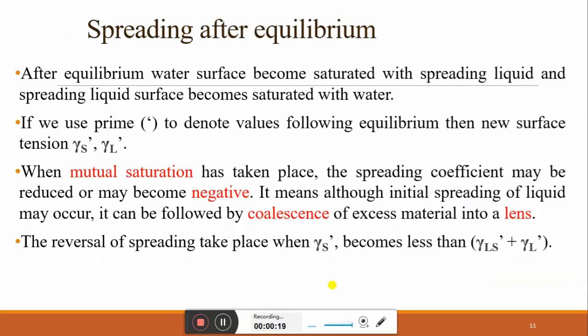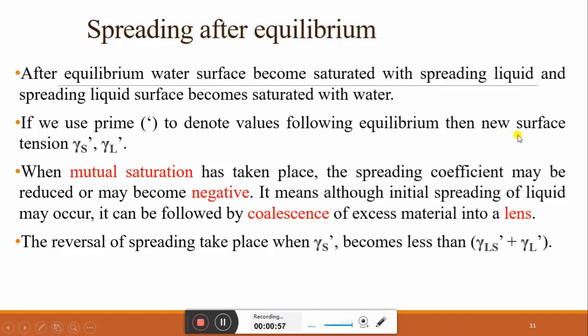So the next topic is spreading after equilibrium. Whatever we have discussed till now is about initial spreading. But what happens after equilibrium? So what is the meaning of equilibrium over here? When spreading takes place on the sublayer of liquid, at a certain point there will be a mutual saturation of liquid. That means the sublayer of liquid becomes saturated with the spreading liquid and the spreading liquid is saturated with the sublayer of liquid. And when this happens, that leads to a change in the surface tension of both the liquids.